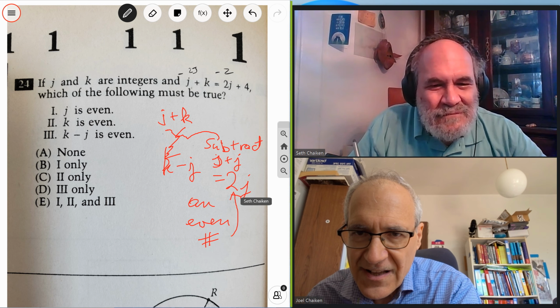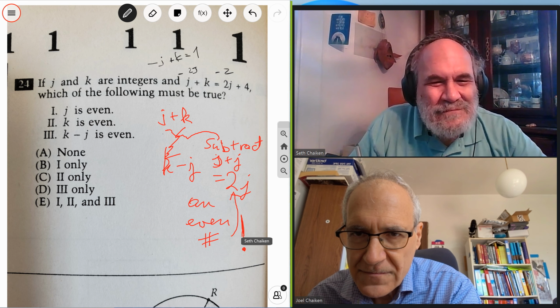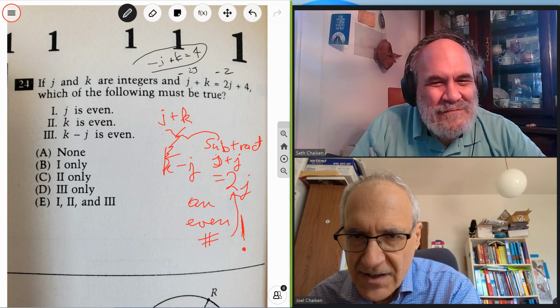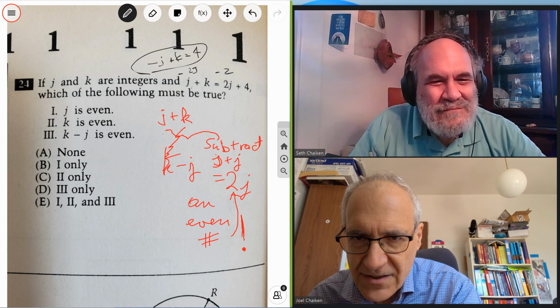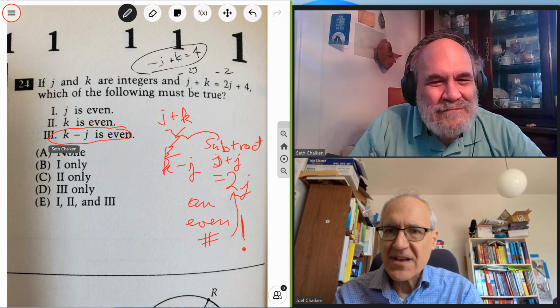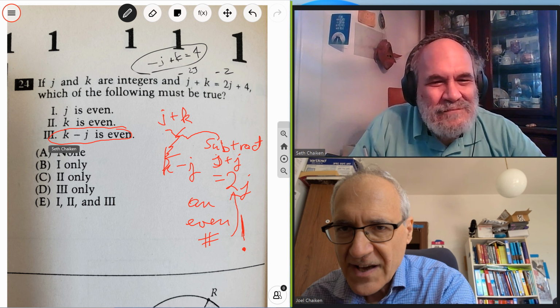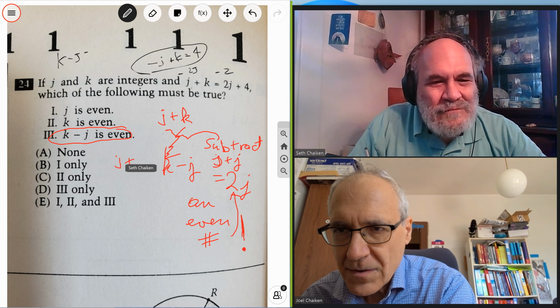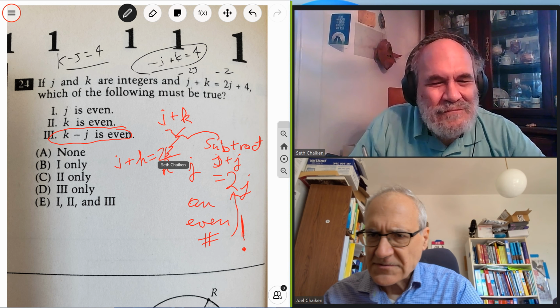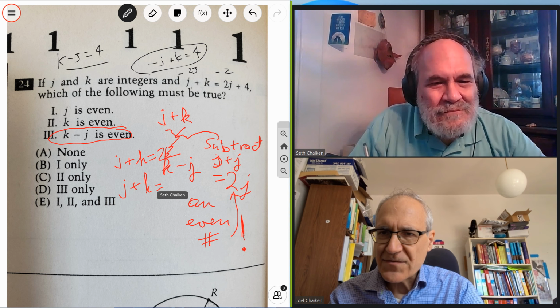So isn't that really negative J plus K is equal to 4? Right? Did I make a mistake? Negative J plus K is 4. Or how about just K minus J is 4? Oh, look at that. K minus J is 4 all the time.